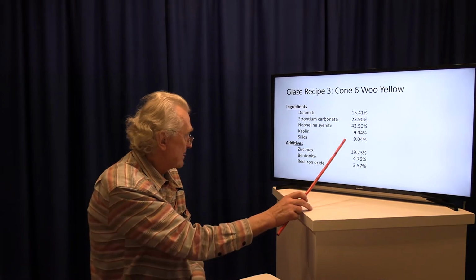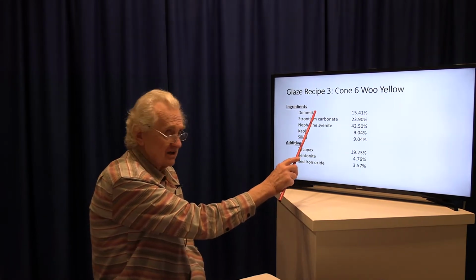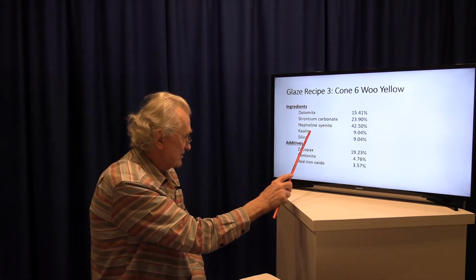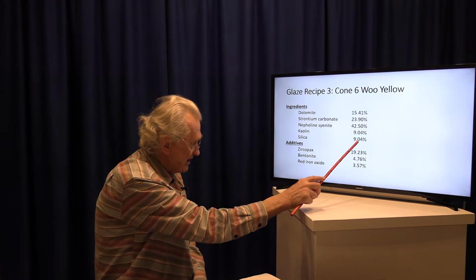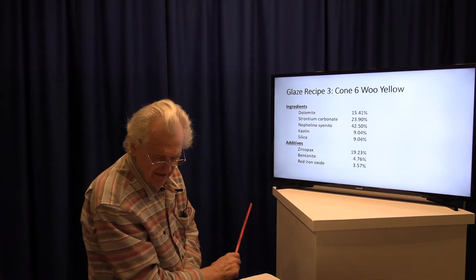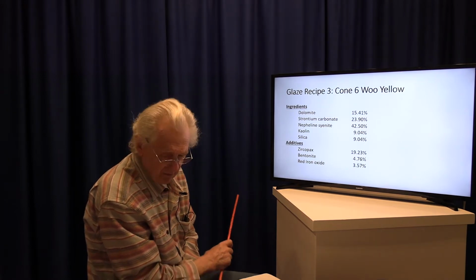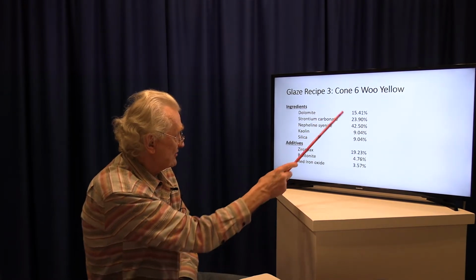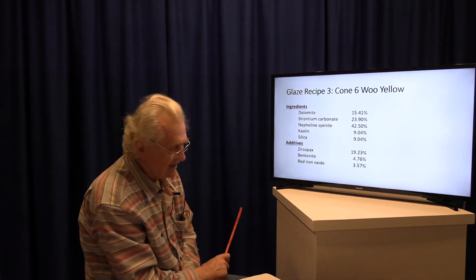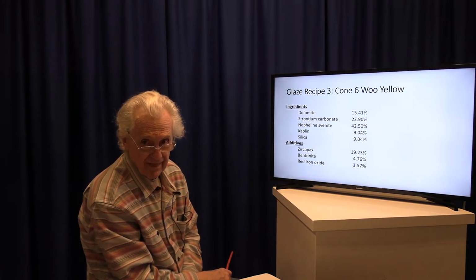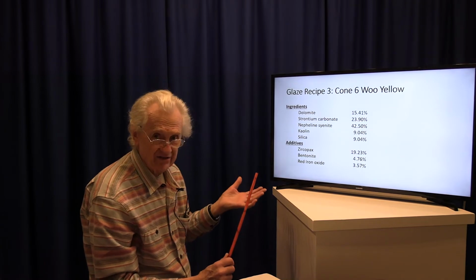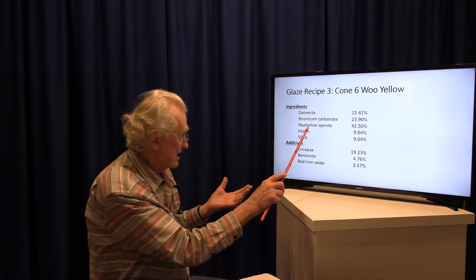There's no low temperature fluxes. Also, dolomite doesn't contain any silica, strontium carbonate contains no silica, nepheline syenite and kaolin do, but the added silica is relatively low, 9%. That's not a lot. So I can look at this and say, this is quoted as cone 6 yellow, but this is probably not actually a cone 6 glaze, because there is not enough low temperature fluxes in here to really melt at cone 6.